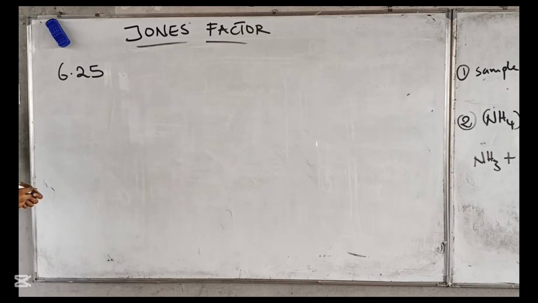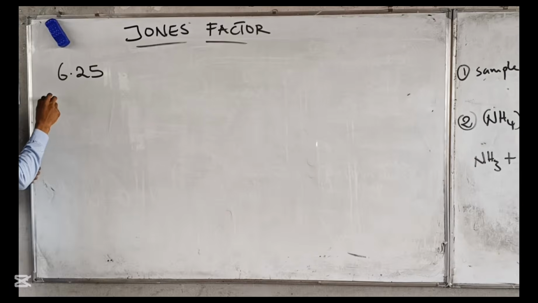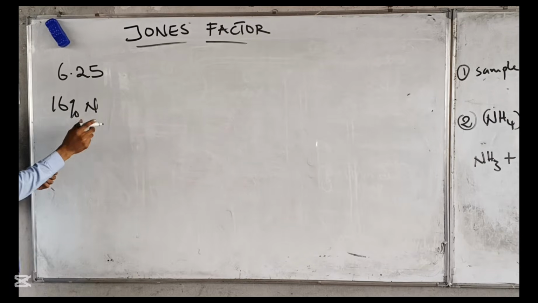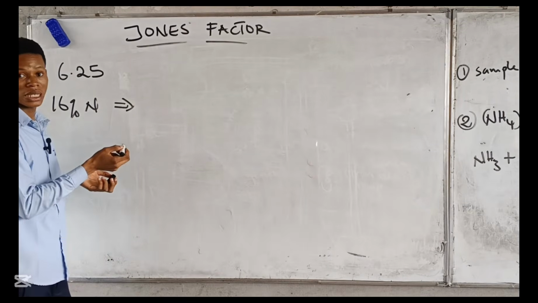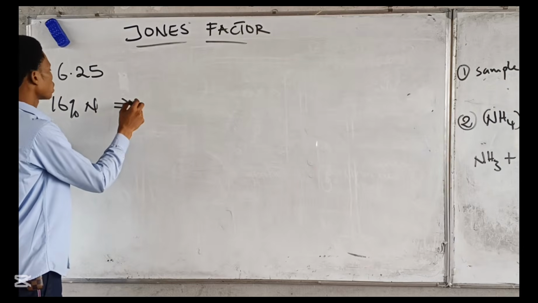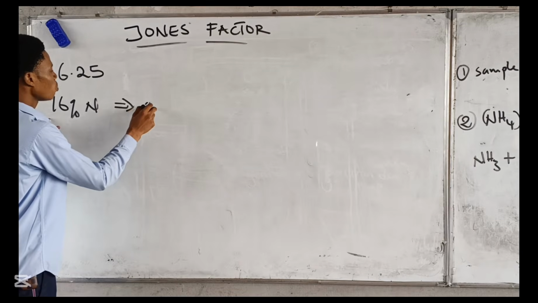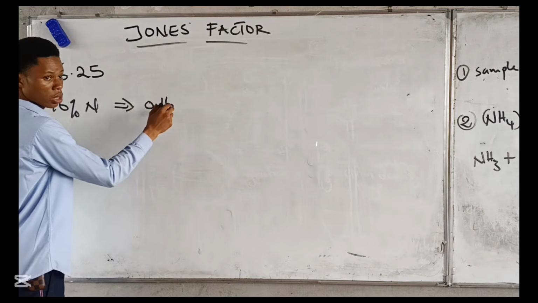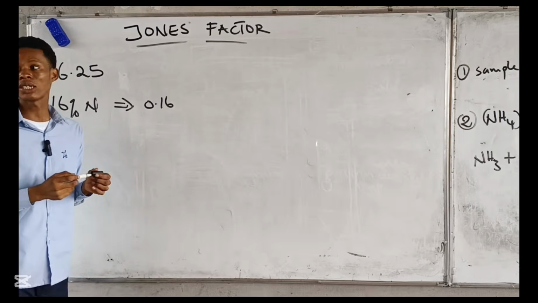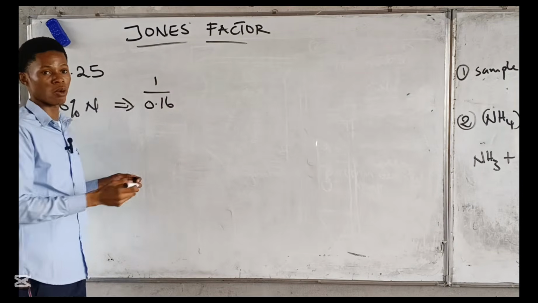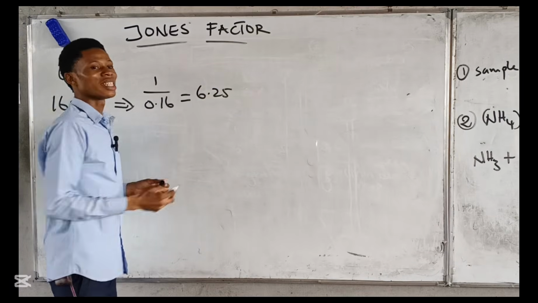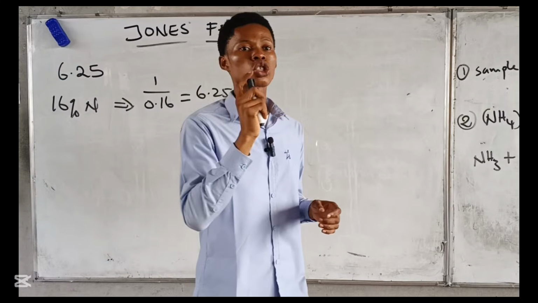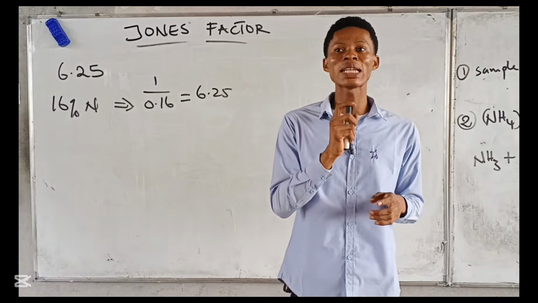How did he get the 6.25? So if we said that protein has 16% nitrogen, right? Is it not? Now, 16% means 16 over 100, right? So 16% is the same thing as saying 0.16. Now, what he did was he took the inverse. He just did 1 over 0.16. If you do 1 over 0.16, you have what? 6.25.